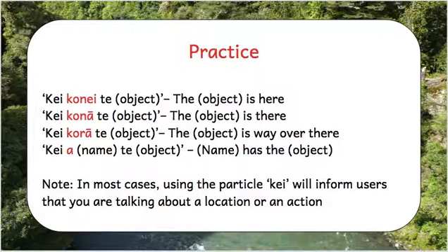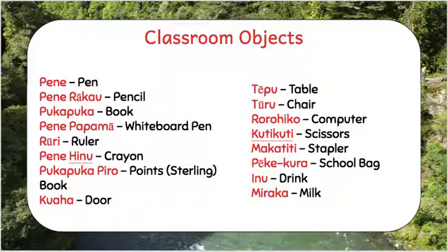Kei Mr. Larson te puka puka is Mr. Larson has the book. In most cases, using the particle K will inform users that you are talking about a location or an action. And once again, there are some classroom objects that you may discuss.